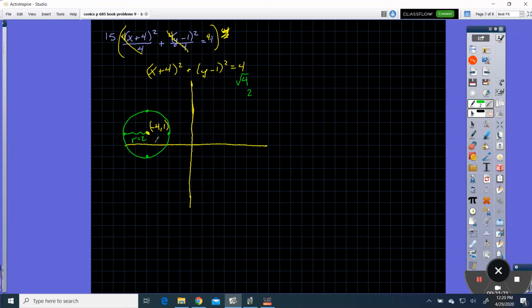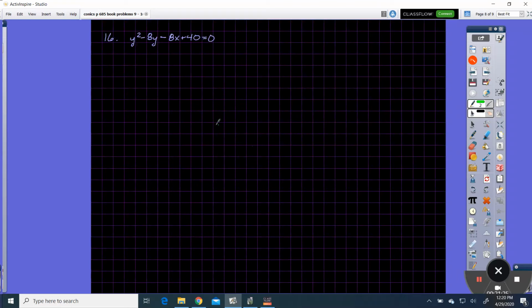So radius equals 2. And that's it for number 15. You should write circle. Number 16, this is a parabola because only the y is squared, the x is not squared. And it's set up for me so my y's are together. So I'm going to put those together. I'm going to move that 8x to the other side by adding 8x. I'm going to minus the 40. So it is now set up like that.